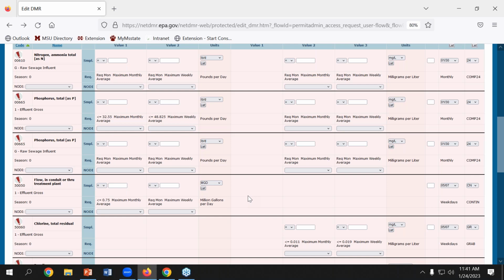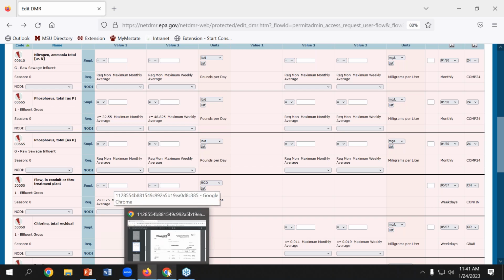All right. Want to just show you the permit for a second. It should be on the same page with the results at the top.